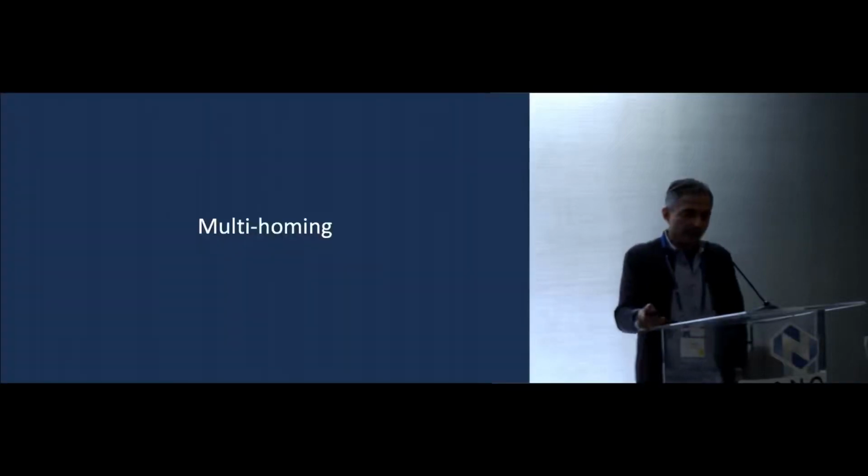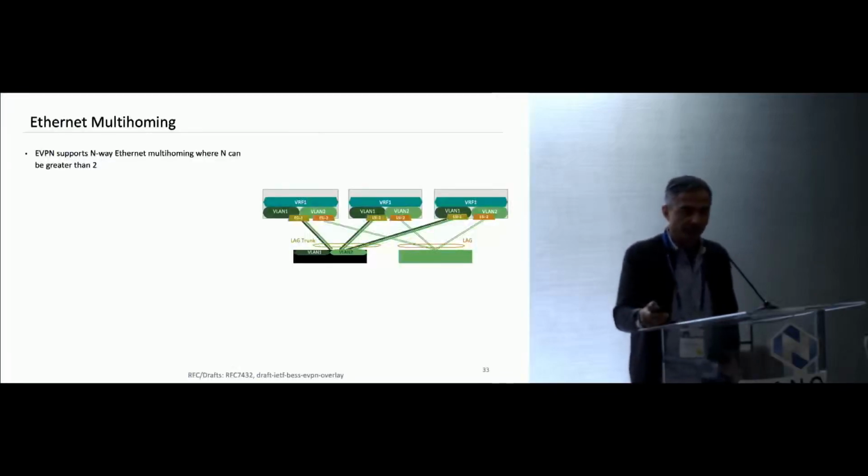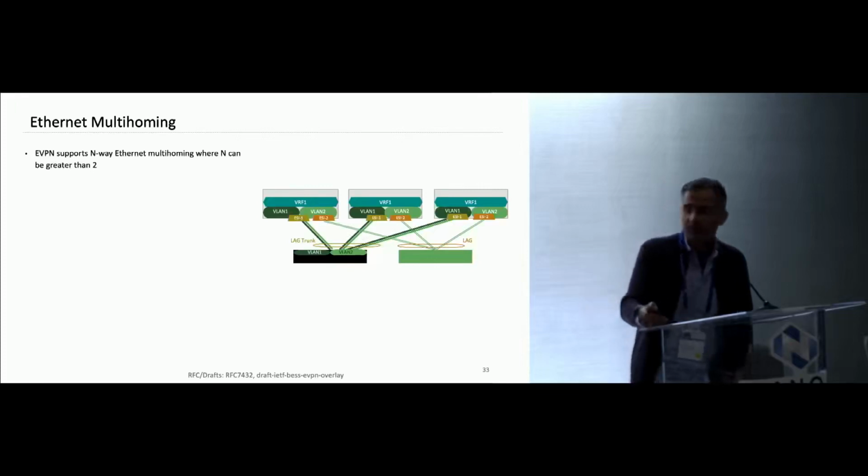Now, everything we spoke of up to now is without multi-homing. So we're going to talk about multi-homing now. You didn't need multi-homing for any of the overlays, but if you do need multi-homing, you need to add this building block. Here is where we're introducing the L1 route types, right? EVPN supports N-way multi-homing, where N can be greater than 2. MC-LAG is two-way multi-homing. EVPN supports more than that, technically any number.